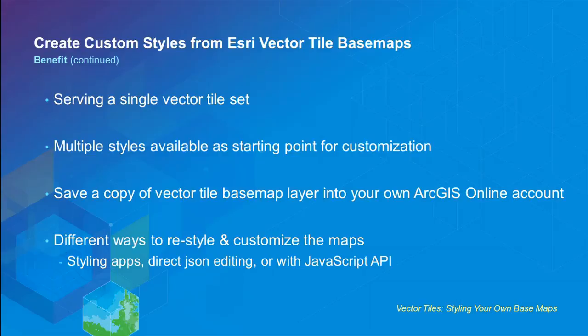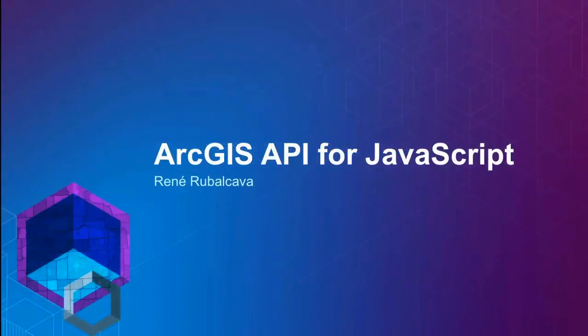So creating custom styles from the vector tile base maps. It's served from a single vector tile set. We do have multiple styles available as starting points for your customization. You're able to save a copy of the vector tile base map layer to your own ArcGIS Online account. And there are different ways that you're able to restyle and customize the maps. We have a couple different styling apps that we're going to go through. You can edit the JSON directly, or you can customize it with the JavaScript API. So that segues nicely into Renee's talk, and I'll turn it over to him.